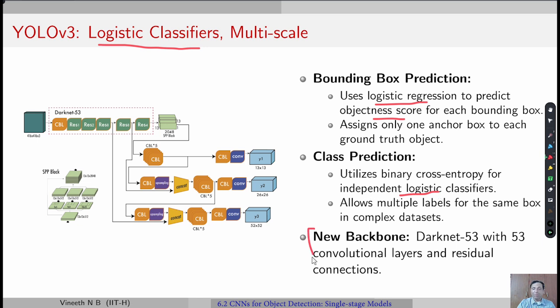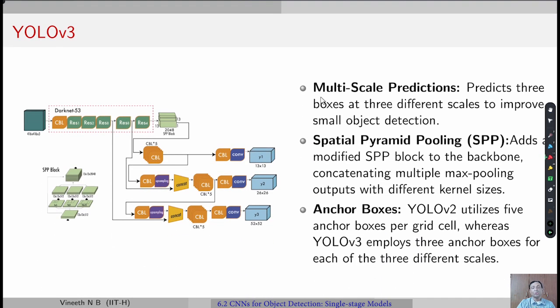There was also a new backbone introduced in YOLO V3, which has since gone on by the name DarkNet 53, which has 53 convolutional layers with residual connections. Beyond this, there were also multiscale predictions introduced where the YOLO V3 model predicts 3 boxes at 3 different scales to improve the detection of smaller objects which could get detected at a different scale than larger objects.